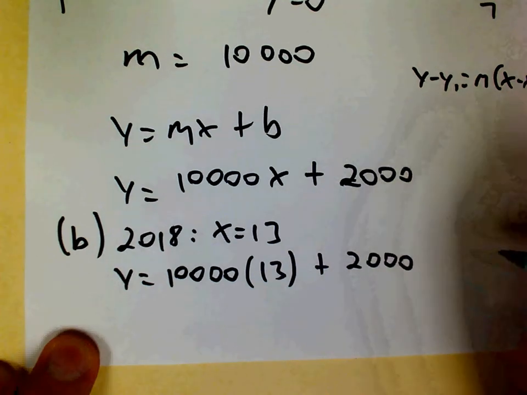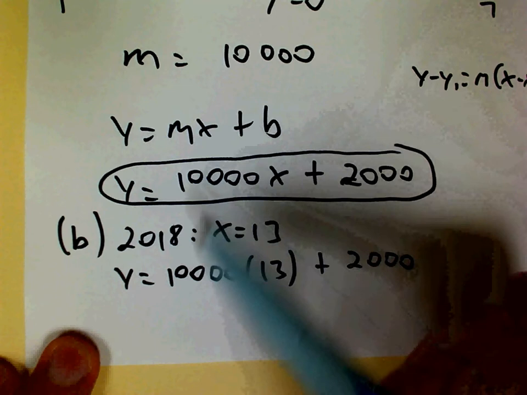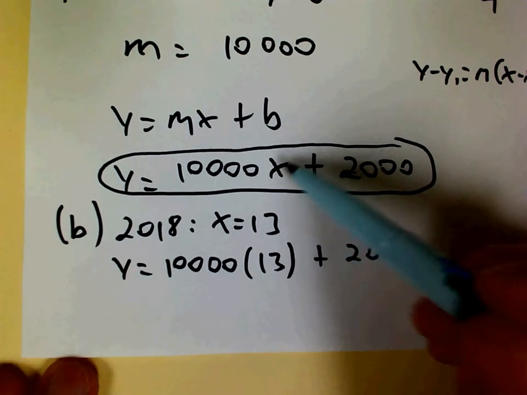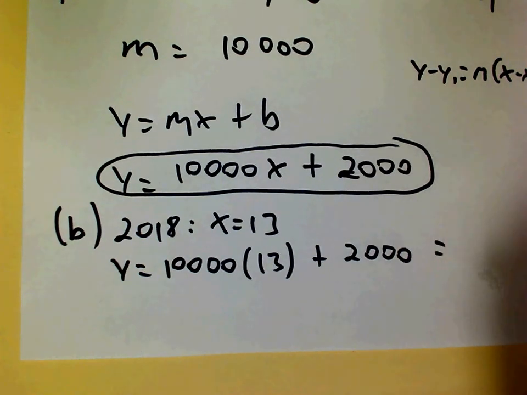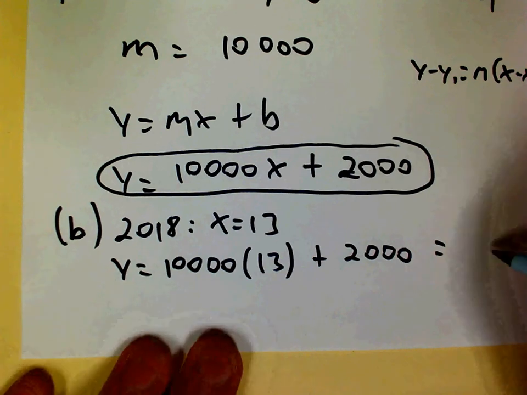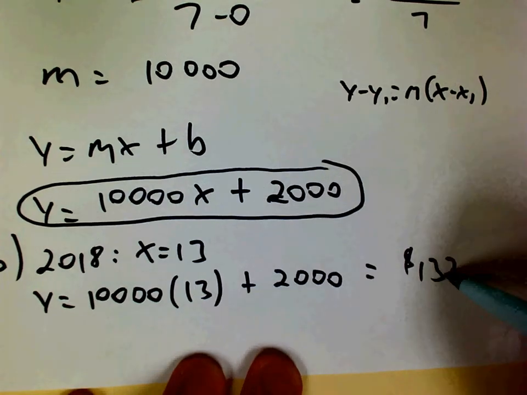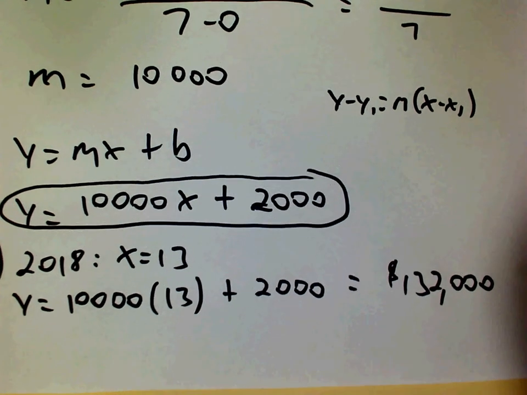Let me say it again. We're just taking this equation right here, what we found from A part, and since 2018 is 13 years after 2005, we're going to substitute it for the x. And when we do that, we're going to get a final answer of $132,000 in savings. That's for the year 2018. And that's all you do.